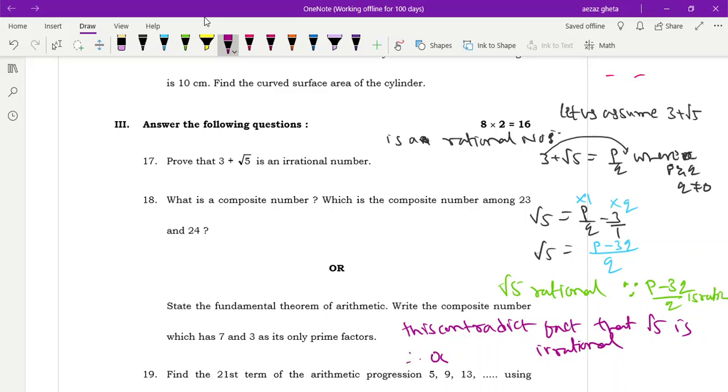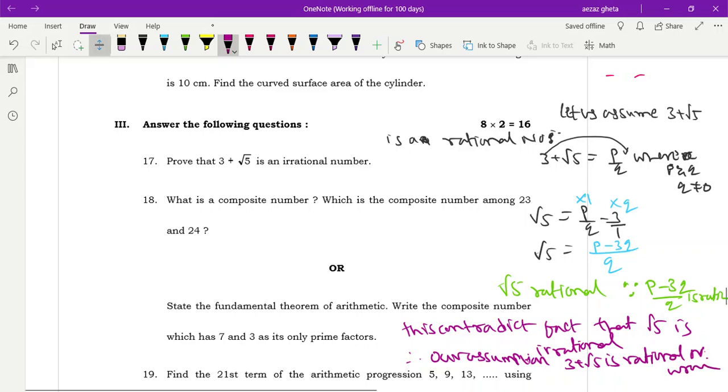Therefore our assumption that 3 plus root 5 is a rational number is wrong. Hence, 3 plus root 5 is an irrational number. Got it? That is the solution for this. A very easy question it was.